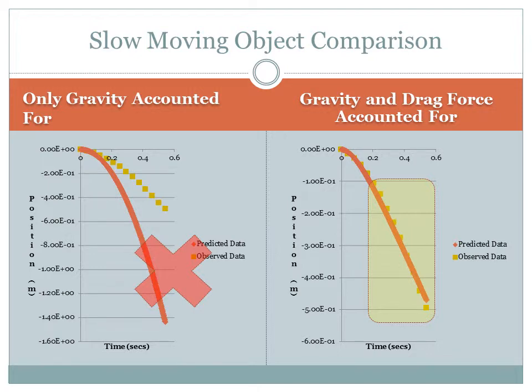If you look on the left where only the gravitational force is accounted for, you can see that the velocity is still increasing. Therefore, it has not reached terminal velocity. If you look on the right, where drag force is accounted for, you can see that the object has reached terminal velocity and it is moving constantly at that.